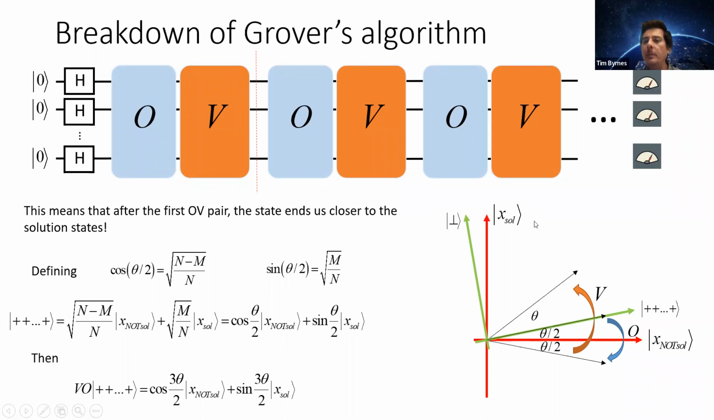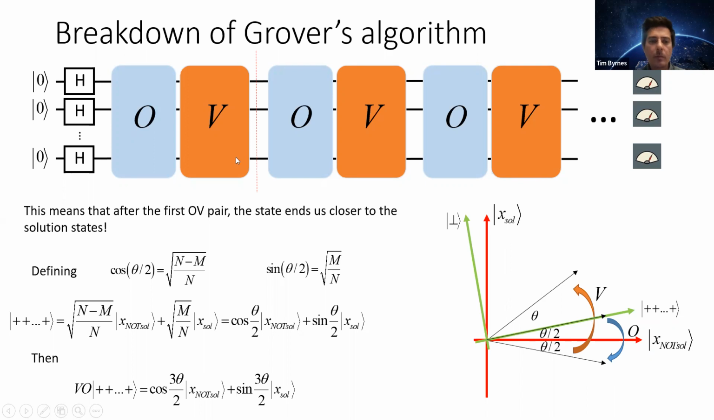And remember, the whole thing that we're trying to do here is to swing this vector towards this state here, x sol, because once we've found this x sol, that's what we're trying to do in this whole algorithm. We're trying to get the state in this quantum computer to swing towards this state x sol. Okay, so actually in the first step, it goes the wrong way. After doing O, it's actually further from x sol than it was initially.